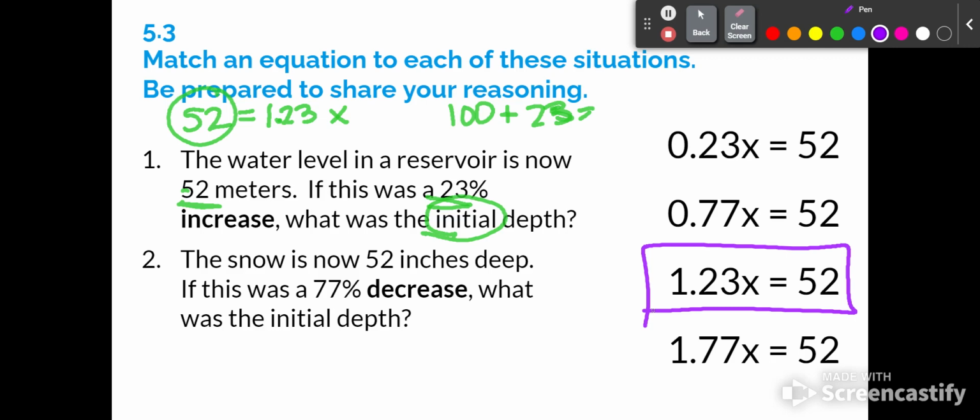Okay, now the snow is now 52 inches deep. If this was a 77% decrease, what was the initial depth? The initial depth is going to be way greater.